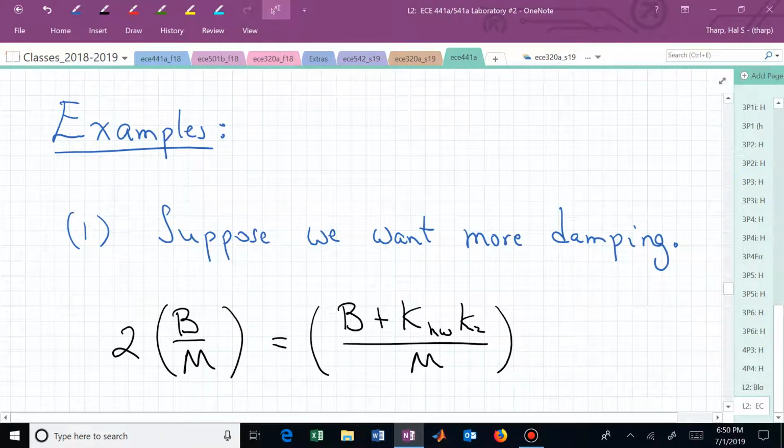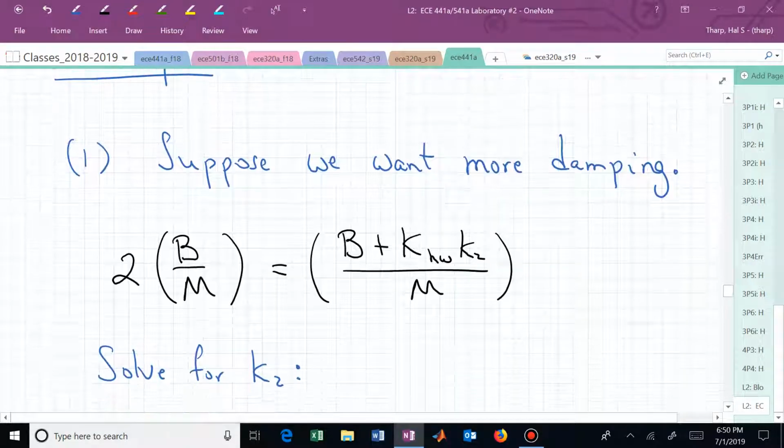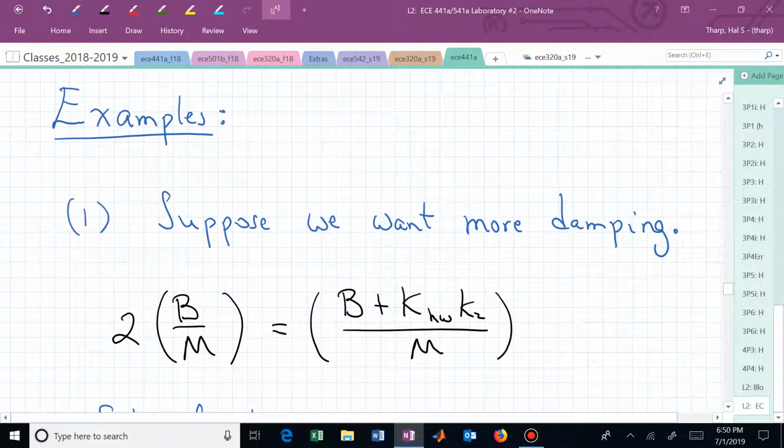Suppose somebody wasn't happy with the overshoot properties of our system. We wanted more damping. Suppose we wanted to double our damping. Here is our damping that we started with in our original system, B over M, with just the open loop behavior. If we now double that by a factor of 2, then we could do that with velocity feedback, since we now know how that term is changed by velocity feedback into B plus K hardware K2 over M.